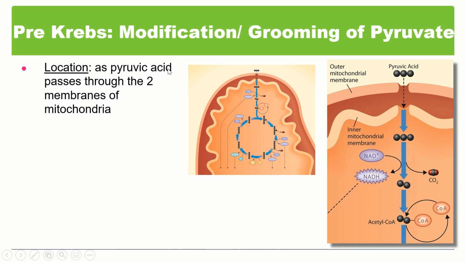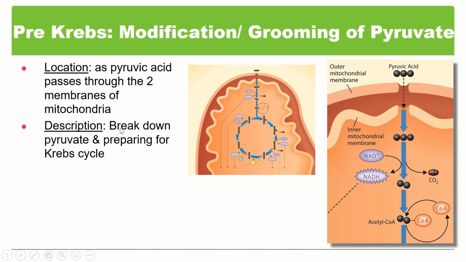So this occurs as the pyruvic acid passes through the two membranes of the mitochondria and into the matrix of the mitochondria. So we can see here's our pyruvic acid. It's going through the outer membrane. Now it's going through the inner membrane. And then here's the process of the modification of the pyruvate. So what you're going to do is break down the pyruvic acid a little bit more and get ready for the Krebs cycle.